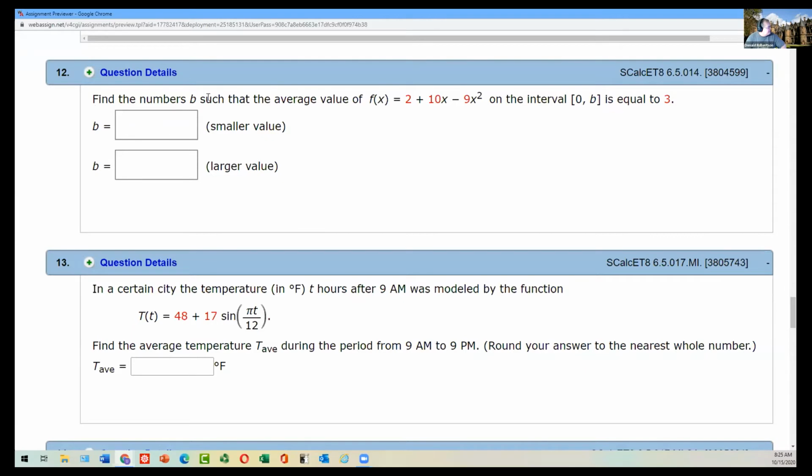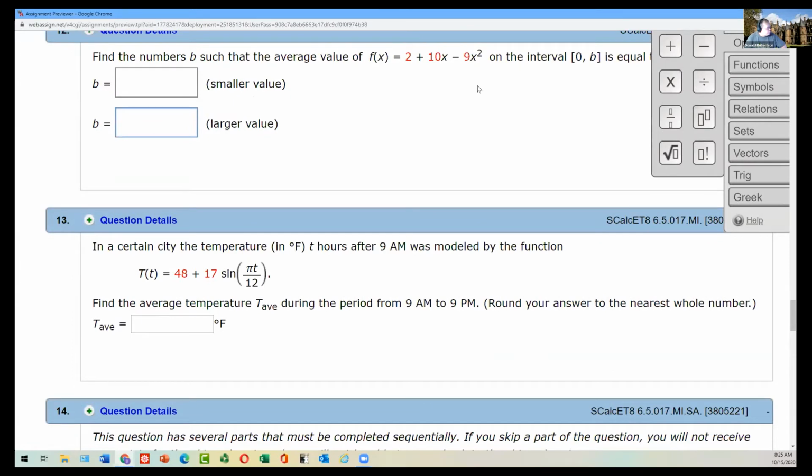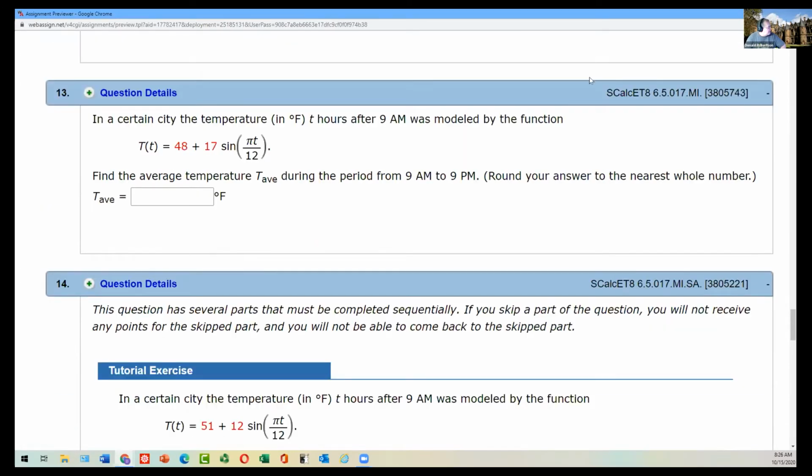Interesting question. A nice little puzzle. You're going to integrate this fella. It's going to be 1 over b. You're going to get an answer with b's in it, and then you're going to set it equal to 3, and there will be 2 values. That's a cool question. I don't want to give that away. I like puzzles.